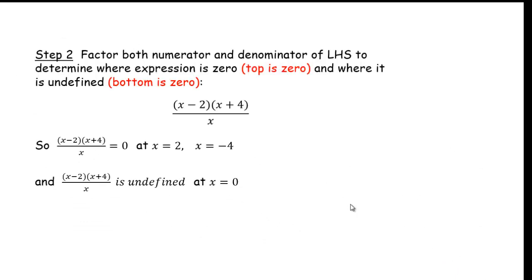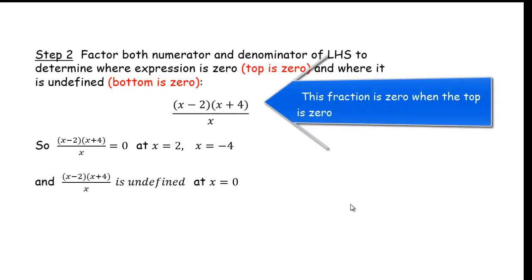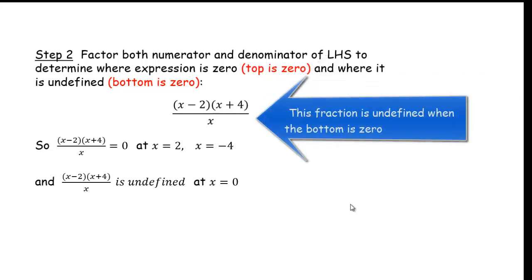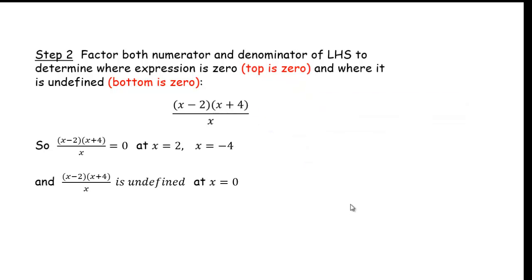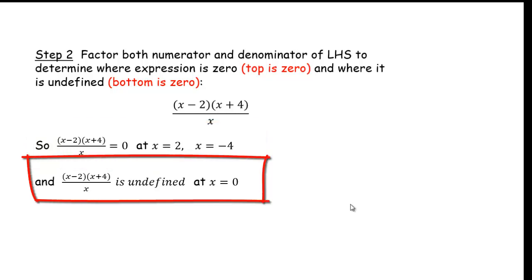That's already done. Step 2, if we have a fraction or rational function, we want to factor both the numerator and the denominator. The denominator is already factored, and actually so is the numerator. The only place a fraction can be 0 is when the numerator is 0, and the only place a fraction is undefined is where the denominator is 0. So you need to know that. It's very important. That rational function there is 0 at x equal 2 and -4, and it's undefined at 0.